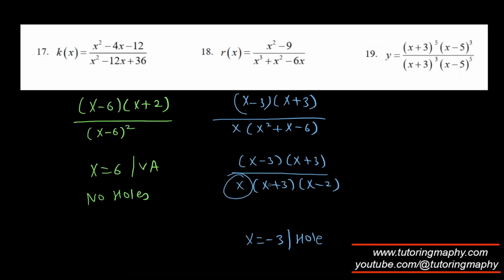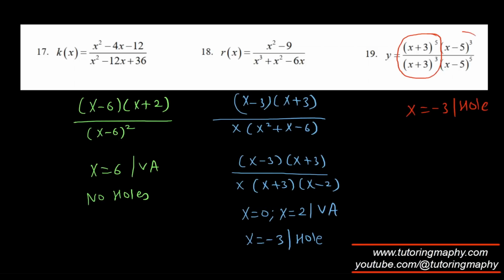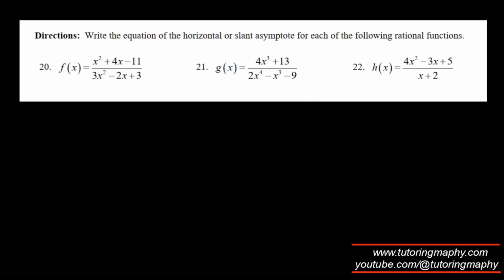And this over here is only at the bottom, so these will return VA. So x equal to 0 and x equal to 2 are VA. The last one, well, luckily factored for us. So here this is common, but the degree of numerator is more, so that's going to return a hole. And here the degree of the denominator is more, so that's going to return a VA. x equal to 5 is a VA. All right.